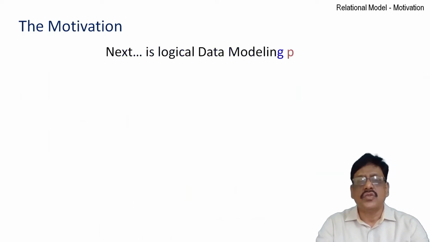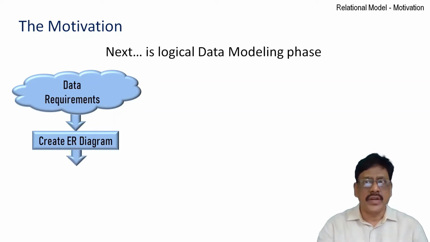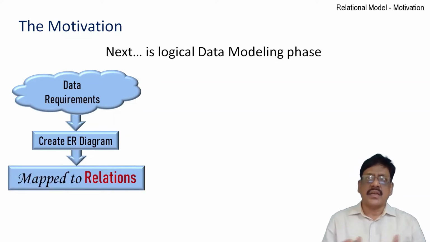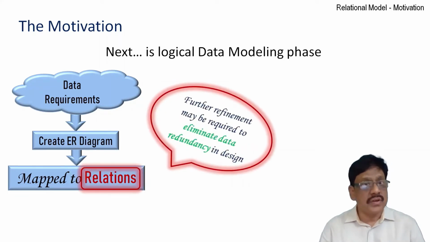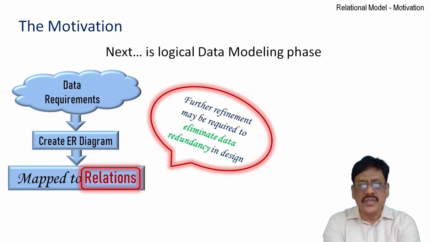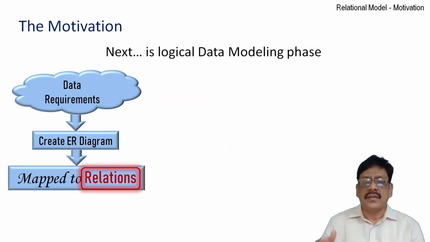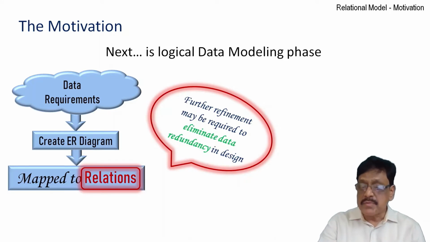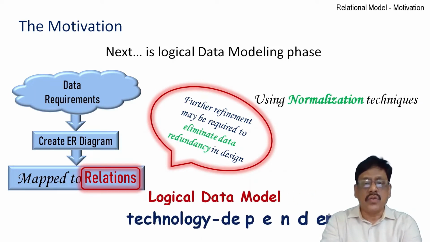The next phase is the logical data modeling phase. In this phase, we map the ER model to tables, or relations. Remember, these relations can directly be implemented using any of the relational database management tools, but the relations may suffer from redundancy, because redundancy may lead to different types of anomalies like insertion anomaly, deletion anomaly, or modification anomaly. So further refinement may be required to eliminate data redundancy in the design, and that is possible using normalization techniques. Since these relations can directly be implemented, we call this phase technology dependent.